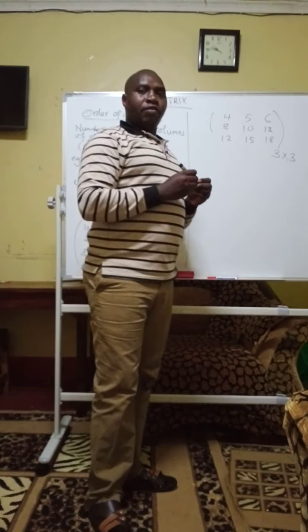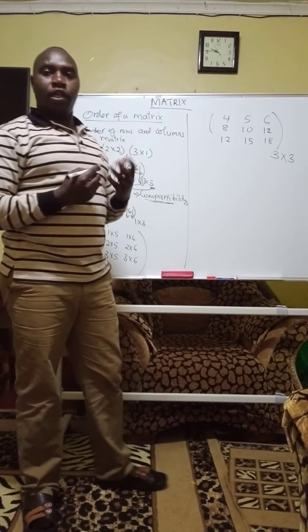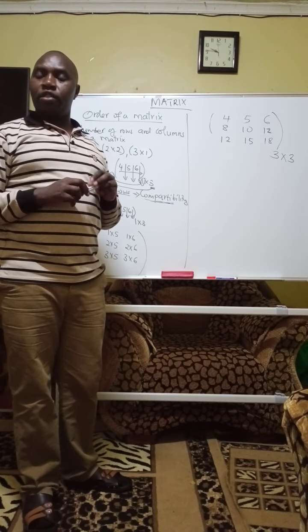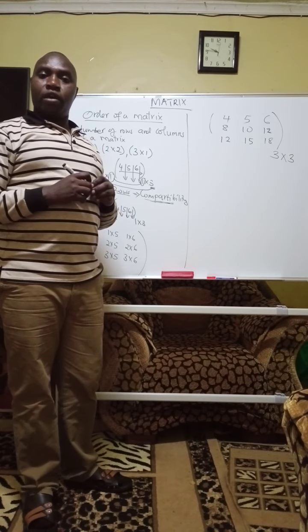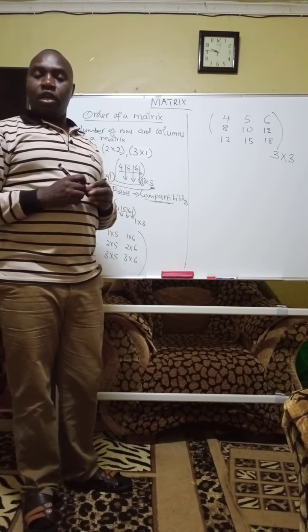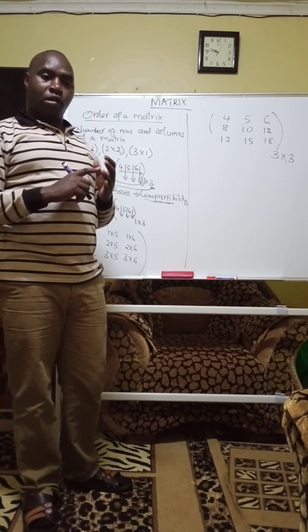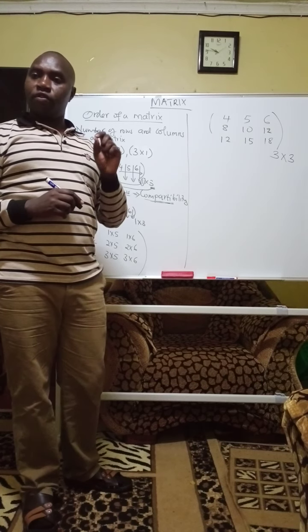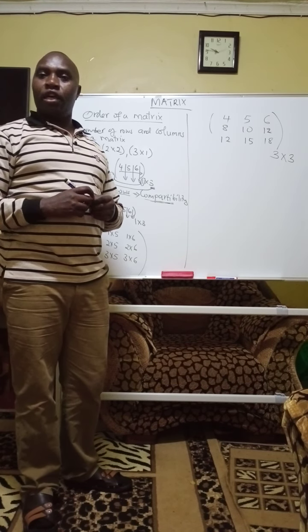Now, that was a very simple lesson that shows why the order of a matrix is very, very important. And we basically looked at 3 things: the order of a matrix, the compatibility of matrices, and a simple multiplication of matrices that involves multiplying rows and columns.